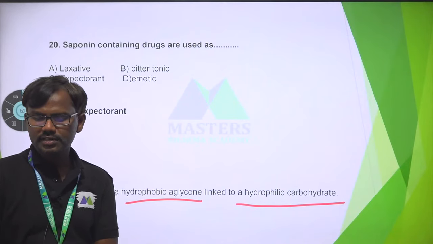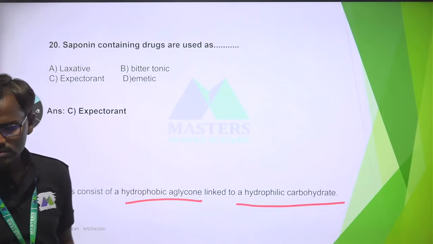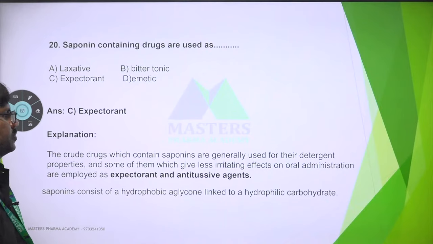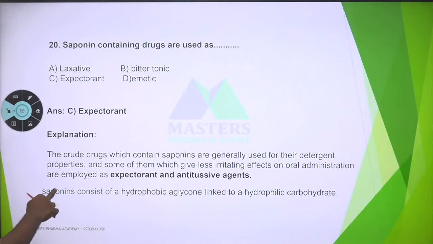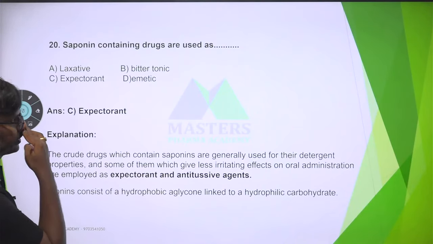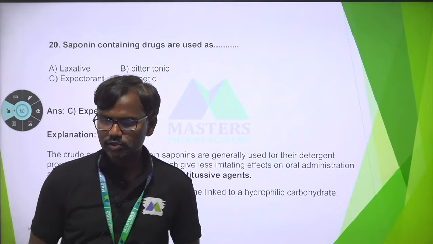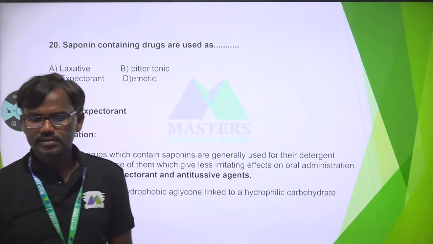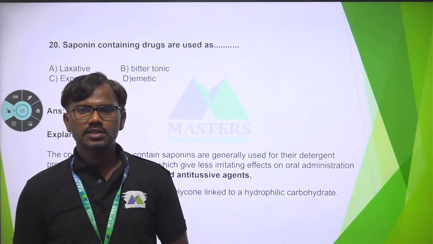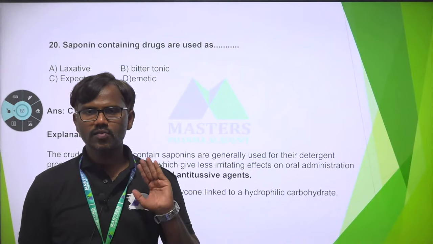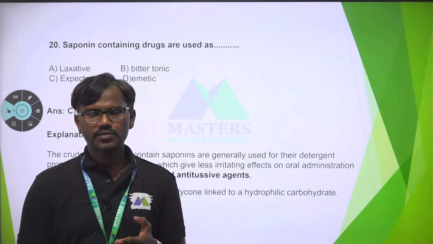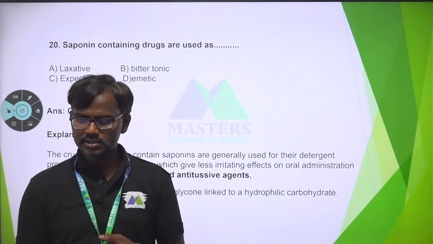Right, very good. Gentian, ginseng. Expectorant and also antitussive agents. Okay, expectorant and antitussive agents. Maybe your connectivity problem is there. So these are some of the questions we discussed from chapter 1 and chapter 2. Indian pharmacopoeia and then different sources of drugs, chapter 2. This is the discussion.